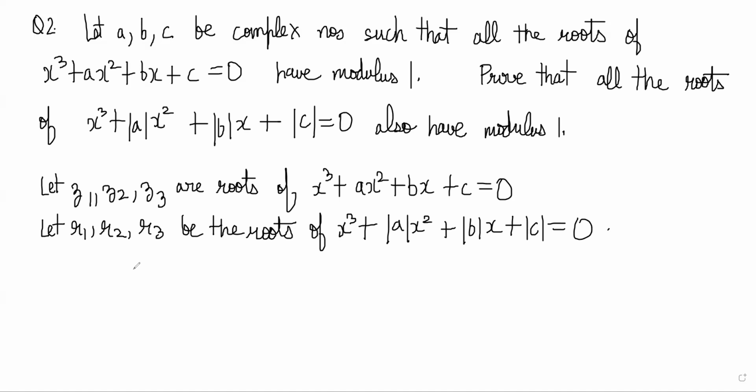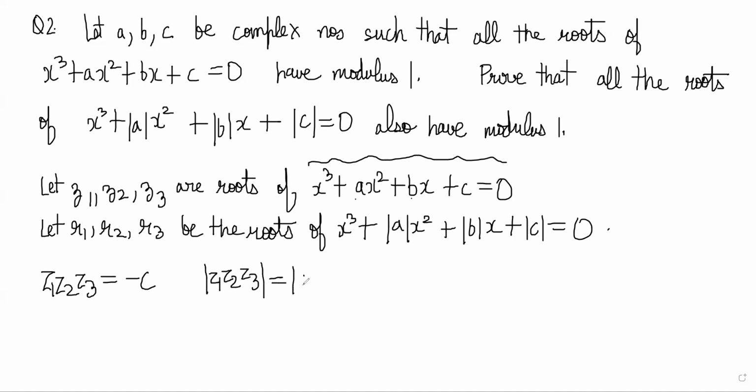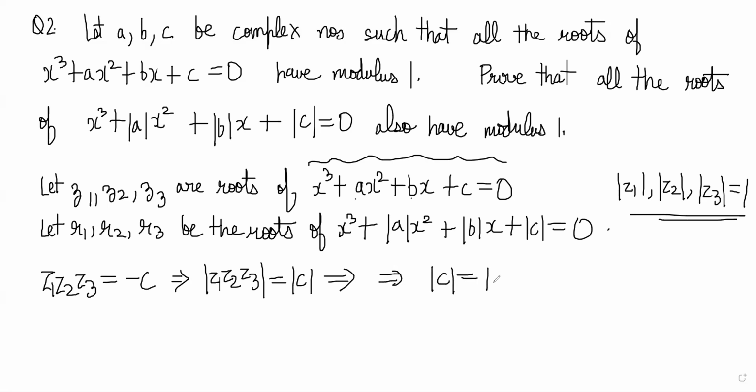So now from Vieta's formulas, first of all, if you apply Vieta's relation, the product of the roots z1, z2, z3 is minus c. So we get mod of z1 z2 z3 is equal to mod c, right? And we know that mod of z1, mod of z2 and mod of z3 are each equal to 1, given in the problem. So that implies that mod c equals 1. That is the first thing that we are getting, right?